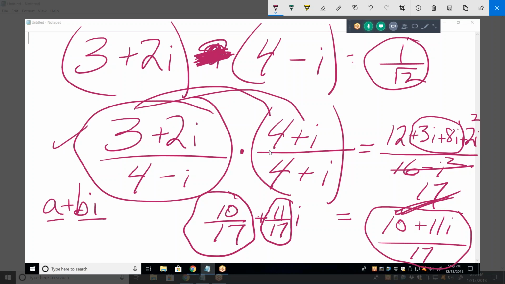Okay, so you can see adding and subtracting is really easy. Multiplication is easy. The only trick you have to remember is that when you're dividing, multiply the bottom by the conjugate. And since you're multiplying the bottom by the conjugate, you got to multiply the top by the conjugate. If that was 4 minus 2i, it'd be 4 plus 2i. Conjugate is the same two terms, just the opposite sign.